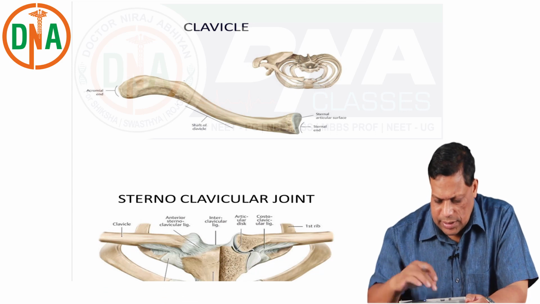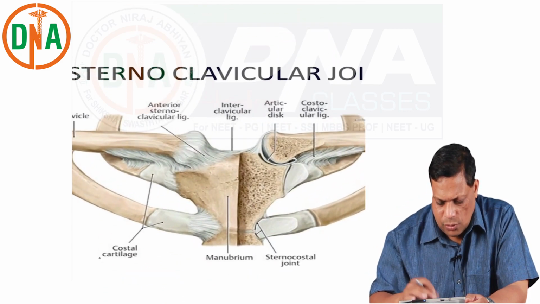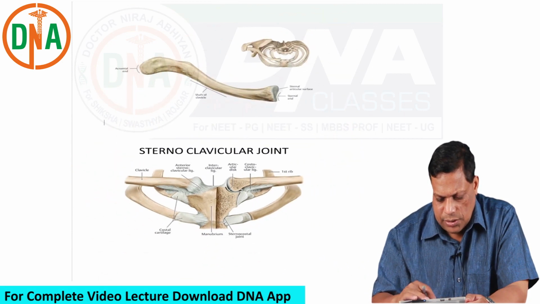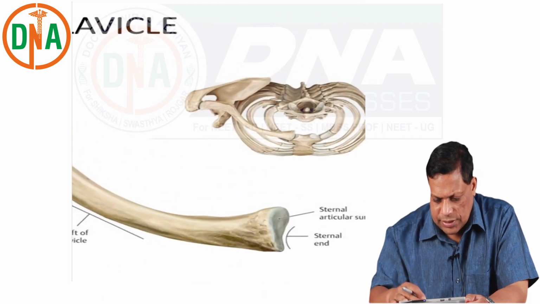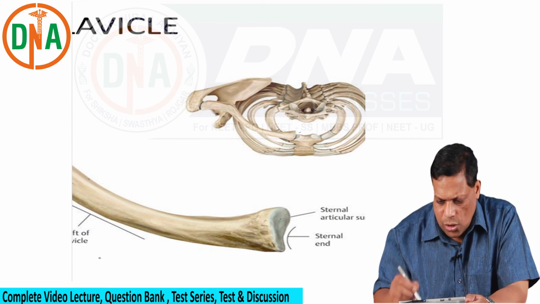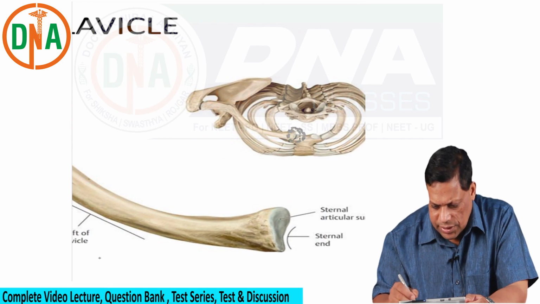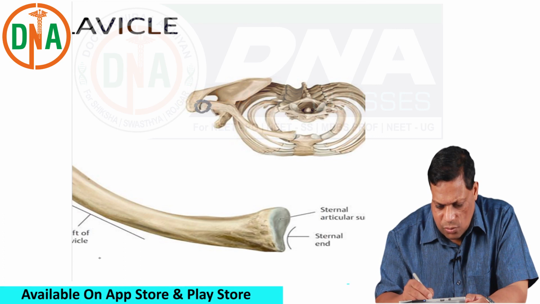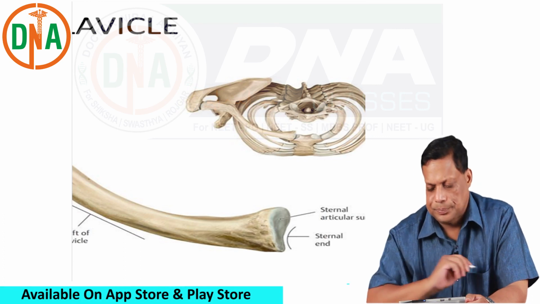Now see, this is the medial end of the clavicle bone, which articulates with the sternum to form the sternoclavicular joint. In this picture, this is the acromion process of the scapula, and the lateral end articulates with it to form the acromioclavicular joint.